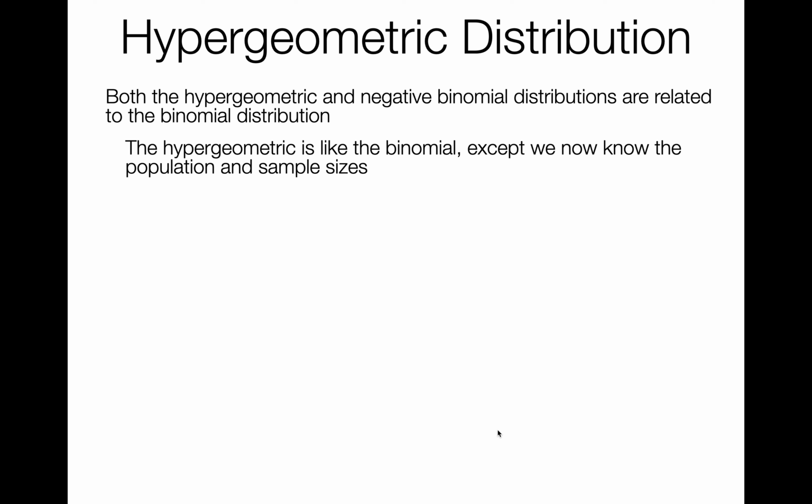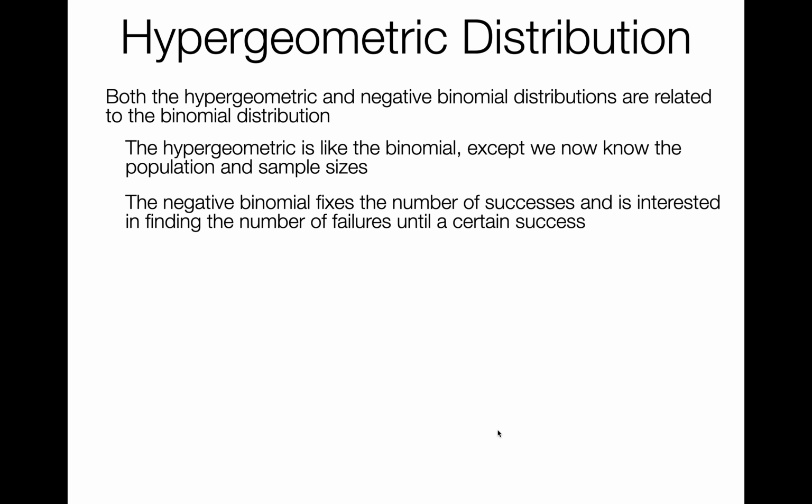The hypergeometric is very much similar to the binomial, except we now know the population and sample sizes. Before, in the binomial distribution, we knew the sample size, but we didn't know the entire population size. So there's a sample of some size from a possibly infinite population. In the situation where we would use a hypergeometric distribution, we know both the population size and the sample size.